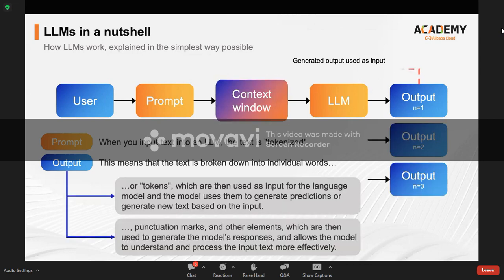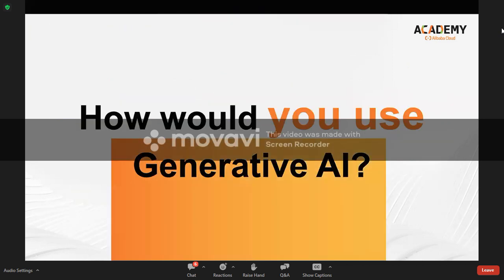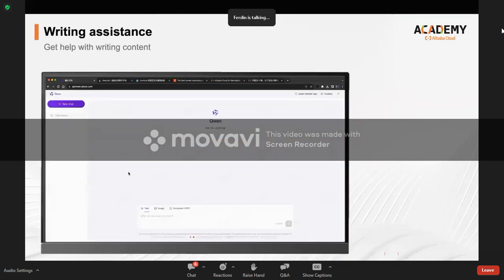And then we have the output in multiple forms; each time you will get a different response. So how will you use generative AI? Here we have a small demo. This is the Tongyi Xianwen, which is available in China right now. You see how the QN model is working. I have given the prompt and it is giving the response accordingly.